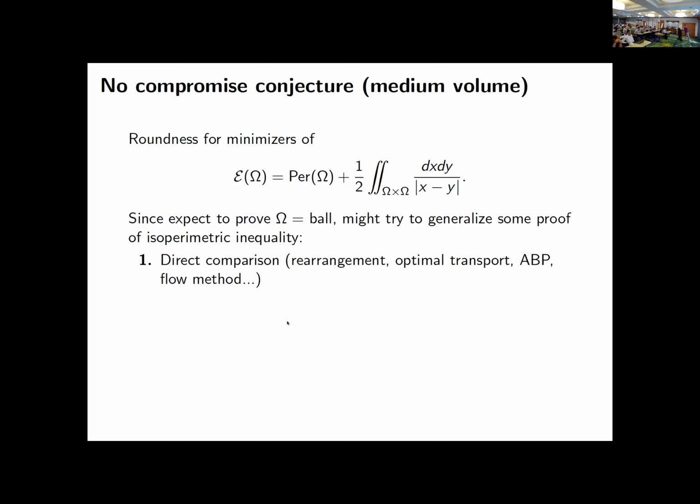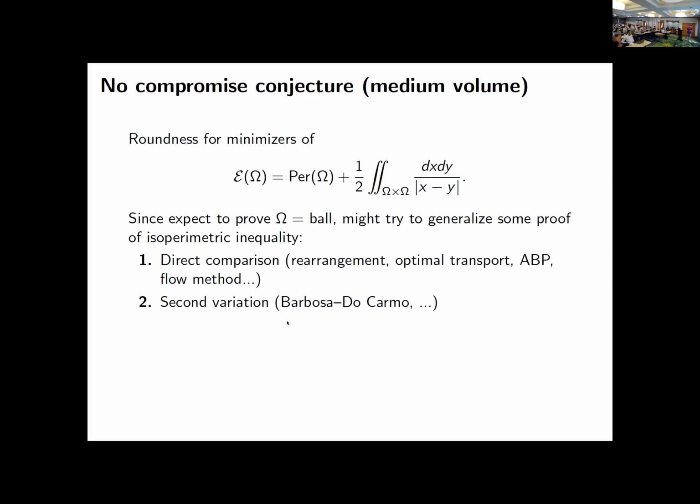Oh, sorry. So one way, right, is direct comparison, I might call it, right? So you somehow prove that, like, you can do a rearrangement, or you do some optimal transport, or an ABP method. There's also flow proofs of the isoperimetric inequality. So these are some ways of just like deriving the isoperimetric inequality, maybe using the existence of minimizers, maybe not.